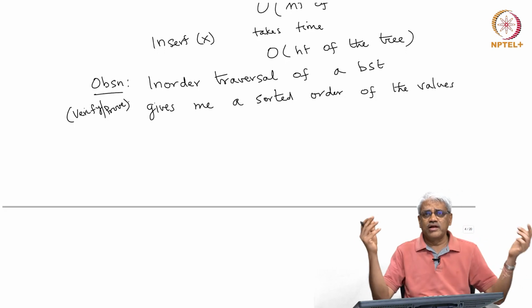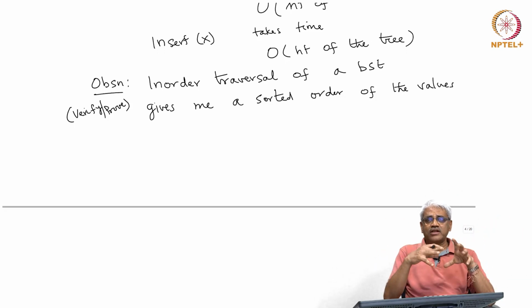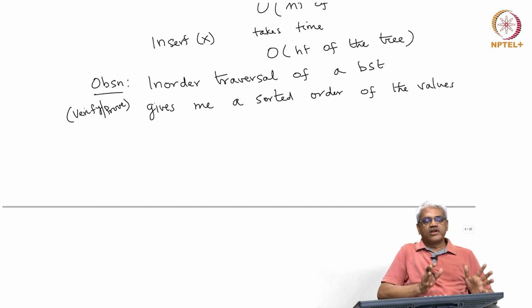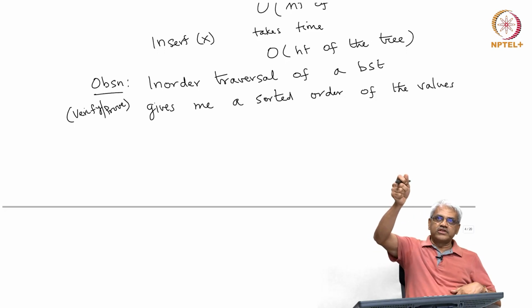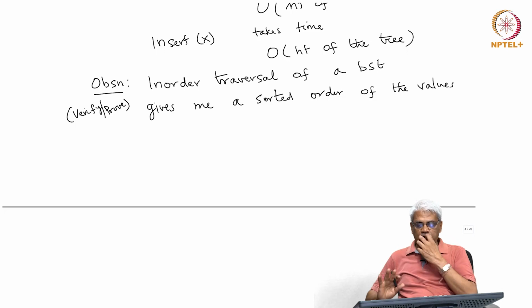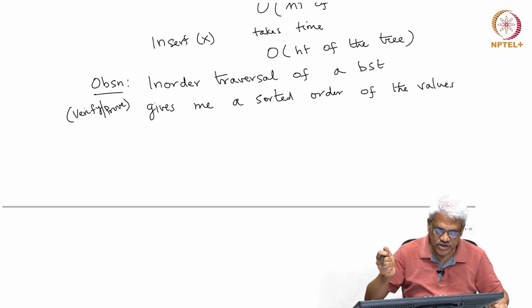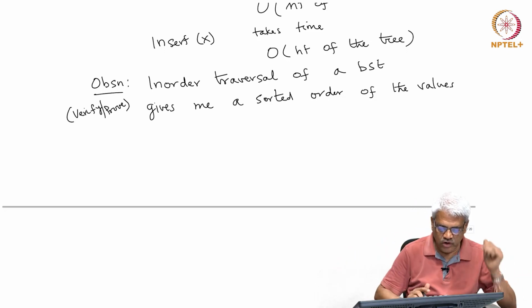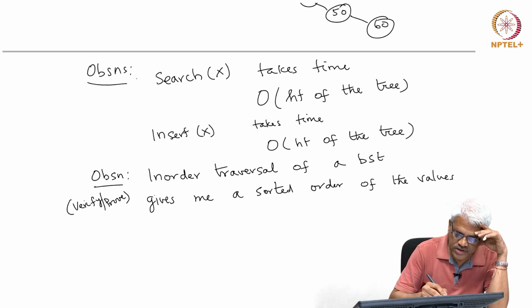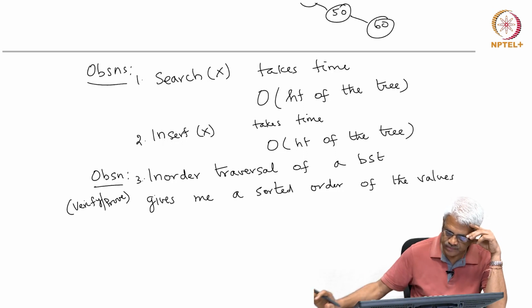This can be proved by induction, because you do an in-order traversal of the left, and by induction all the elements on the left are given in sorted order, and then you visit the root, and then you do an in-order traversal of the right, which by induction will be in sorted order. Because of the property of the search tree, you have the entire thing in sorted order.